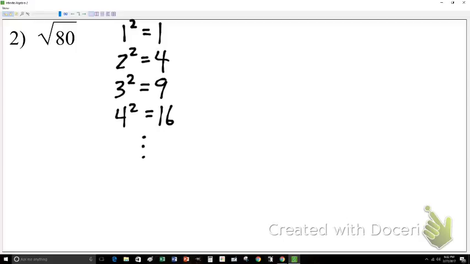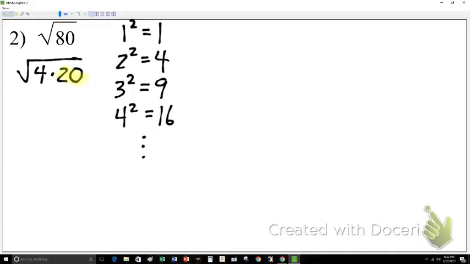So we go down our list of perfect squares. Once again, 1's not that useful. 4, that perfect square can factor out nice and neat. So let's factor 4 out of 80. So 4 times 20 makes 80. So we factor 4 out of 80, and that leaves us with 4 times 20.